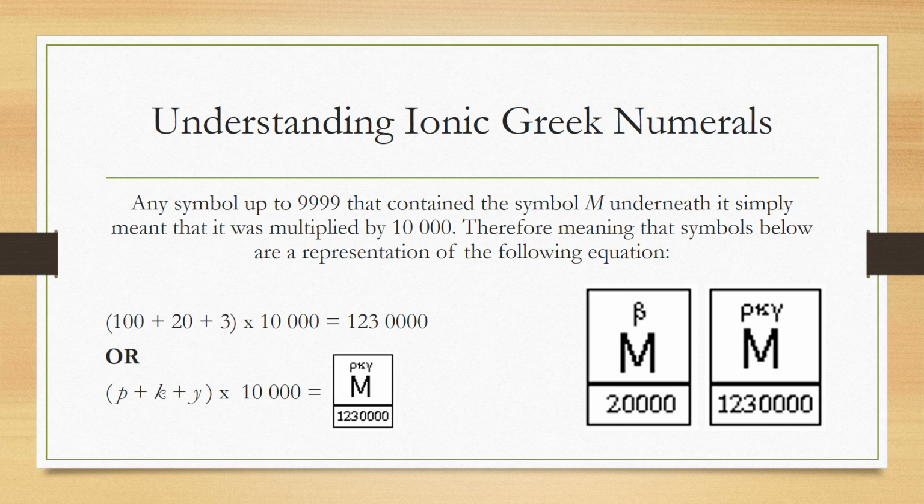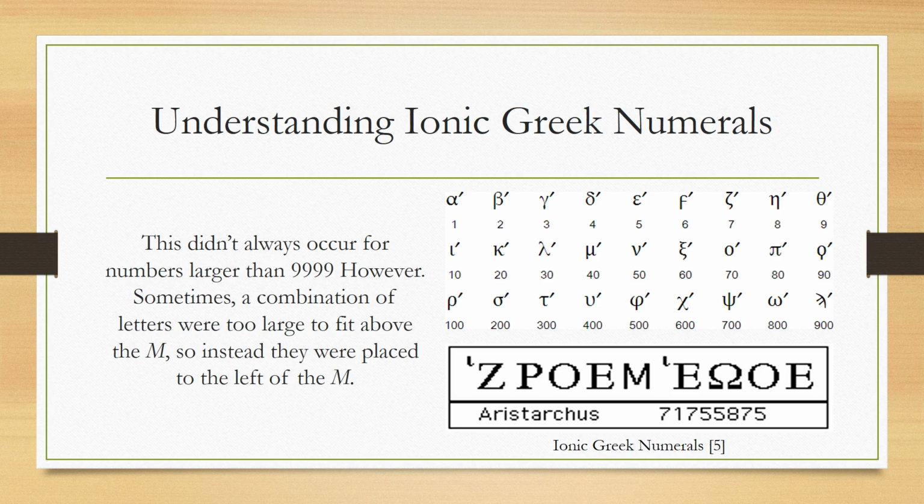And it's the same for the case of 1,230,000. They just simply multiplied 123 by 10,000. This didn't always occur for numbers larger than 9,999. However, sometimes a combination of letters were too large to fit above the m, so instead they were placed to the left of the m.